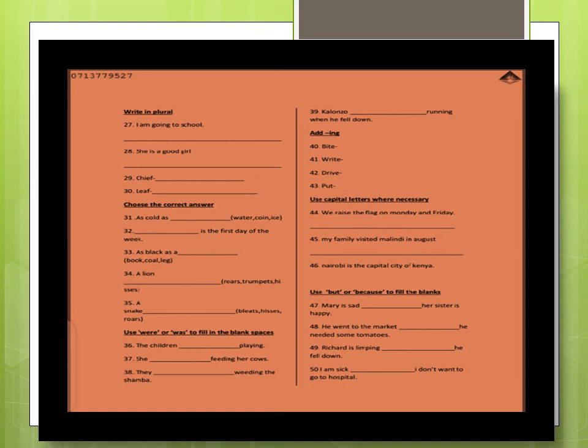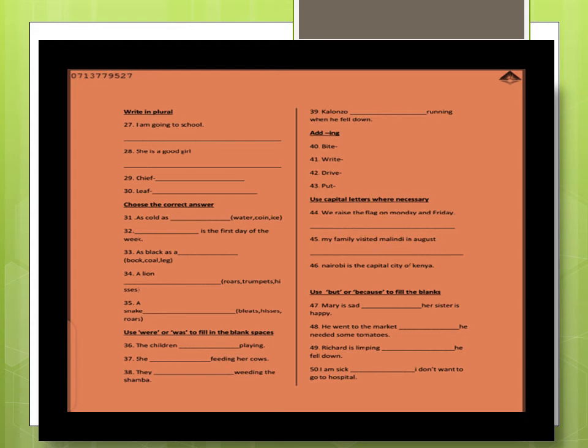The children dash playing. The children were playing. She was feeding her cows. They were weeding the shamba. Kalonzo was running when he fell down.